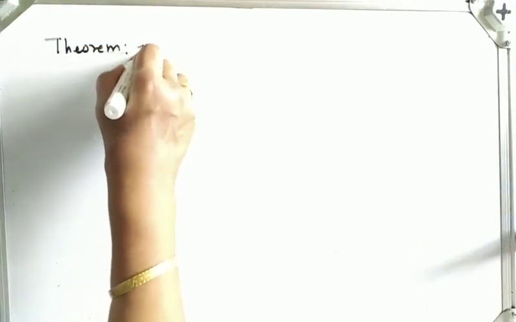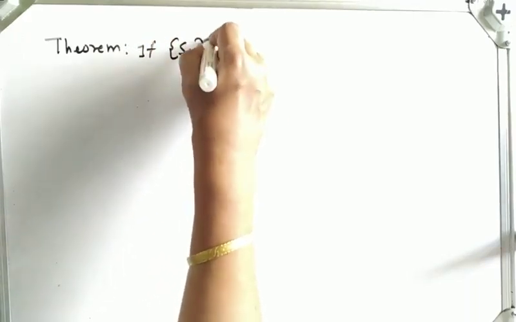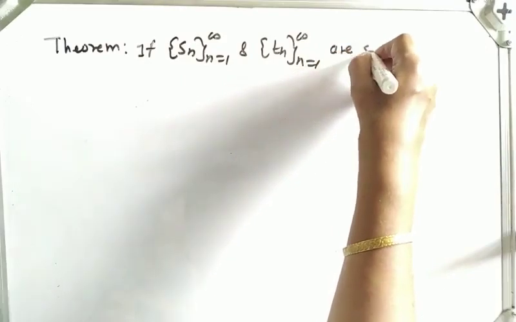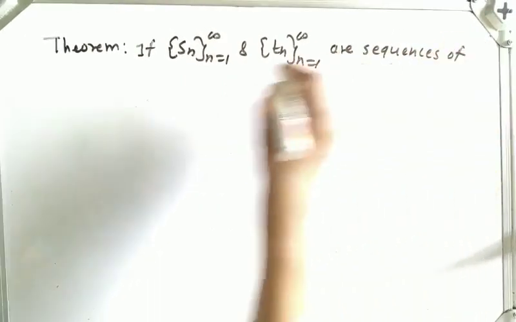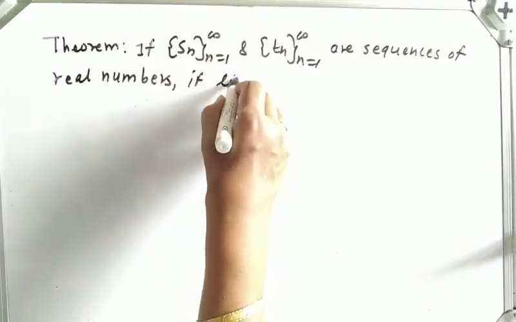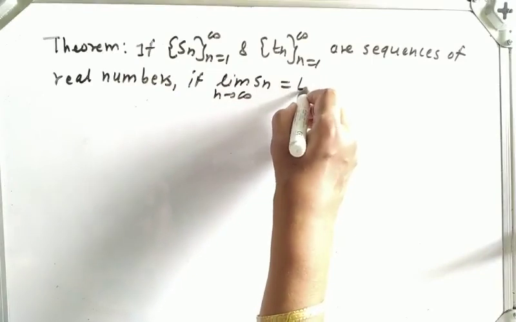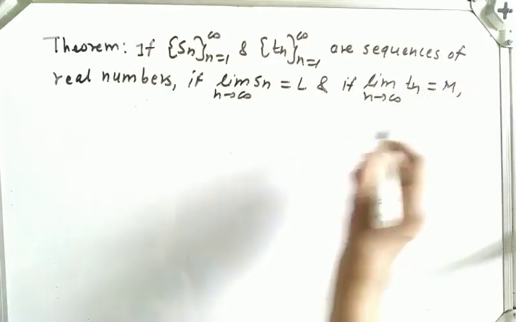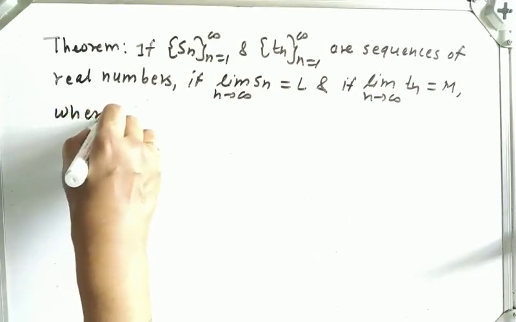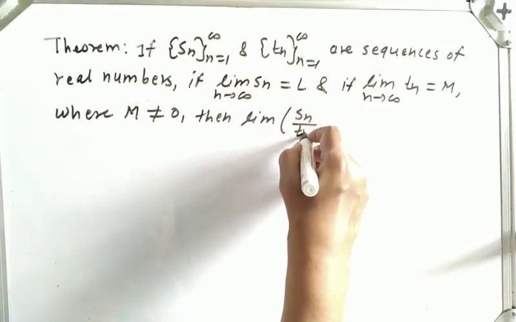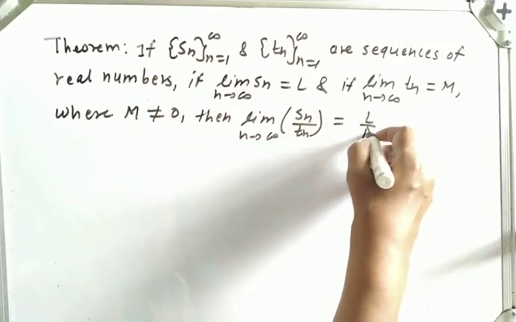So first write down its statement. Theorem: if sequences Sn and Tn, n varies from 1 to infinity, are sequences of real numbers, if the limit of Sn as n tends to infinity is equal to L, and if the limit of Tn as n tends to infinity is equal to M, where M is not equal to 0, then the limit of Sn upon Tn as n tends to infinity is equal to L upon M.